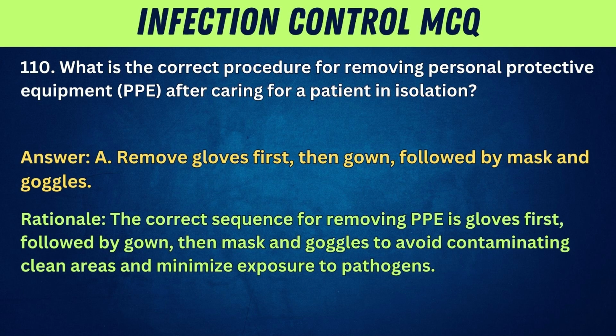Answer: A. Remove gloves first, then gown, followed by mask and goggles. Rationale: the correct sequence for removing PPE is gloves first, followed by gown, then mask and goggles to avoid contaminating clean areas and minimize exposure to pathogens.